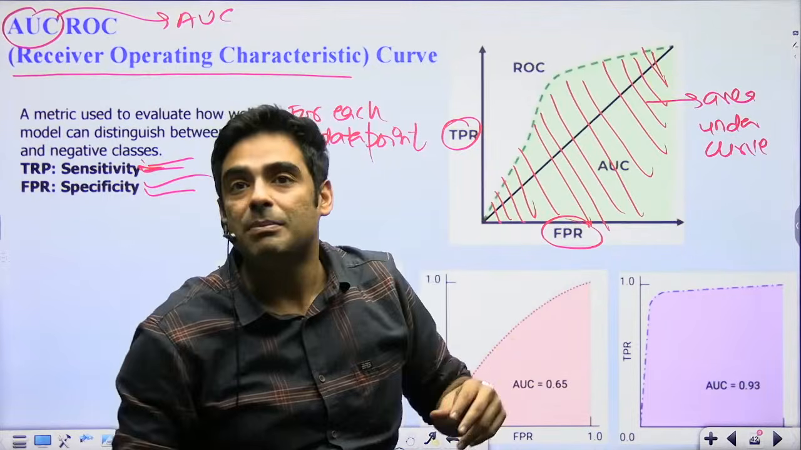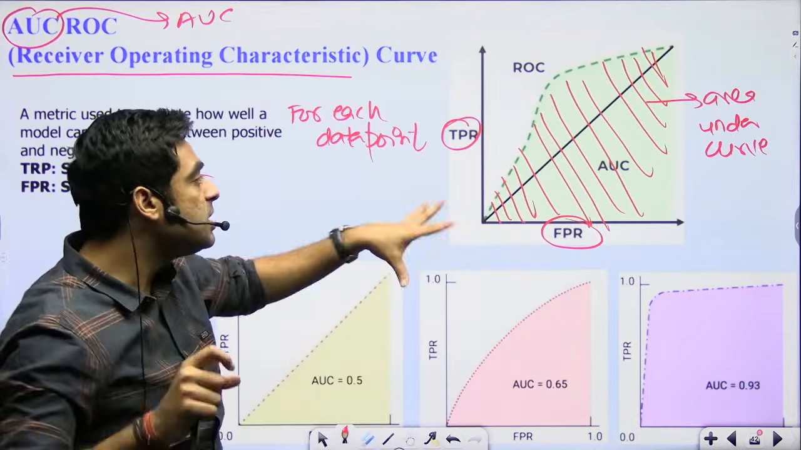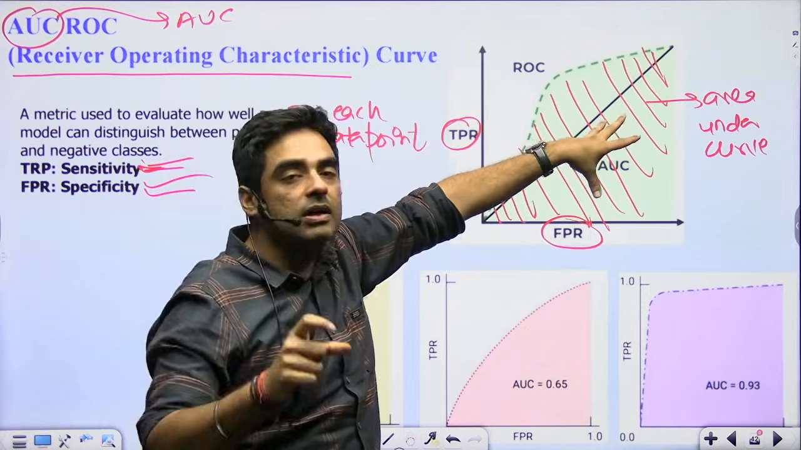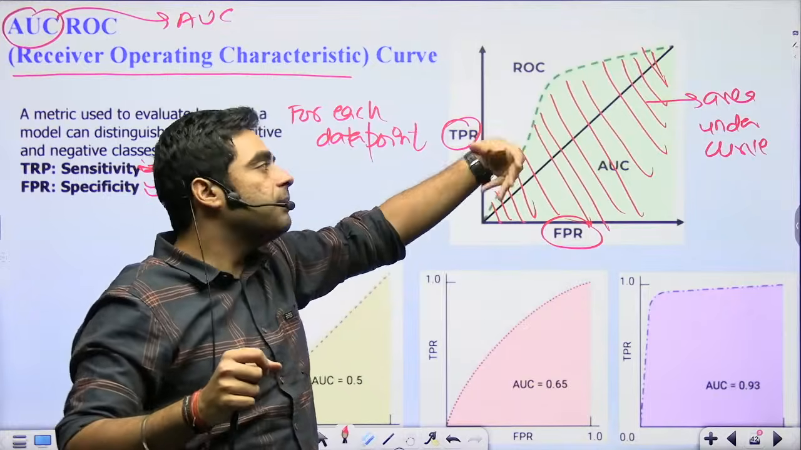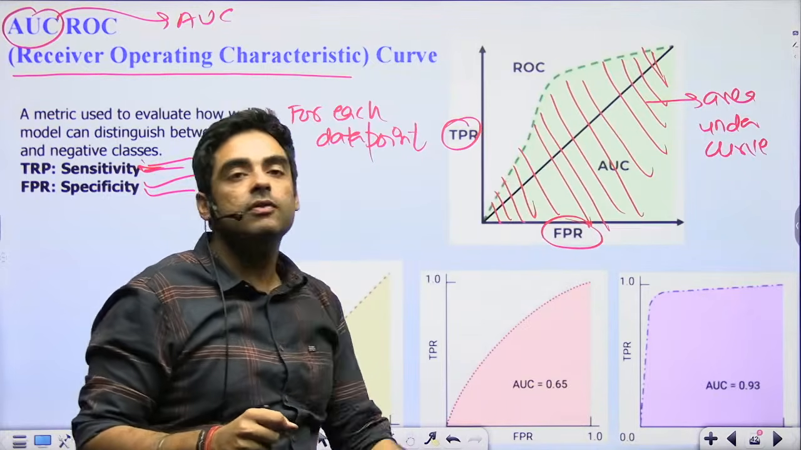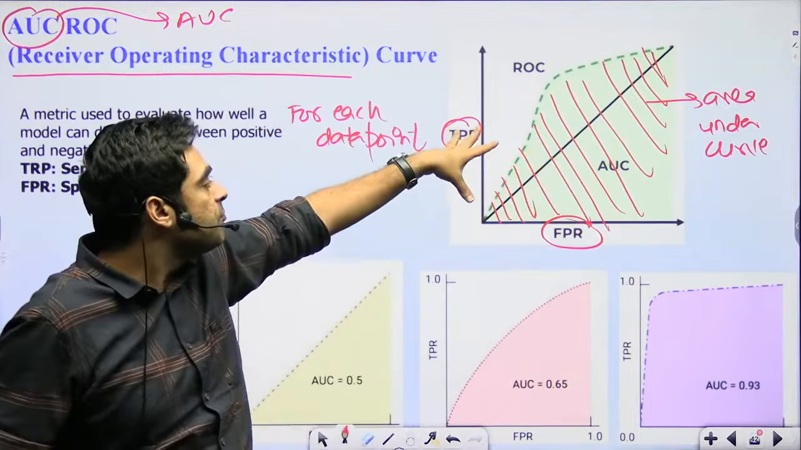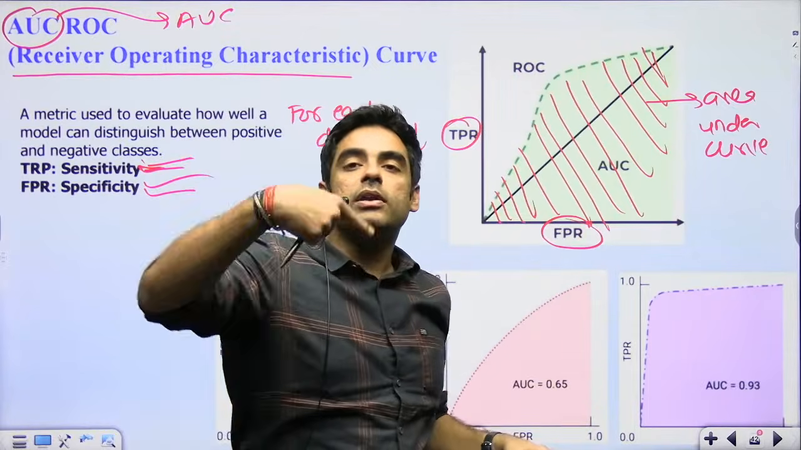So that is basically reliability. It is observed that the more the AUC is, I mean the more this curve area is, the more reliable the model is. So that is why it is also one of the metrics that you should learn, that the more the area would be, the more reliable the model would be.